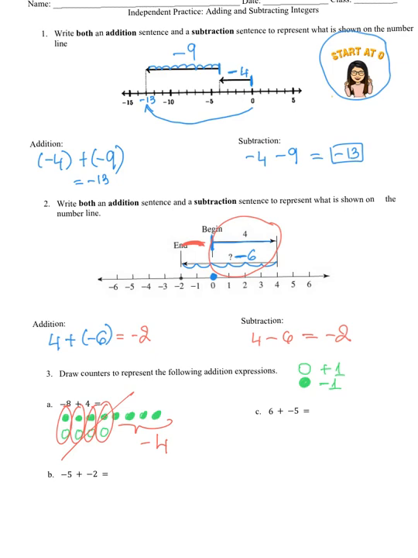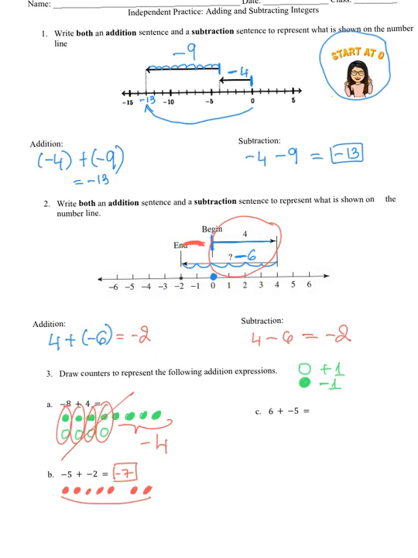B, I have -5 add -2. So -5, I would need 5 shaded circles. And -2, I would need 2 shaded circles. I need to form a 0 pair, but in this case we don't have any 0 pairs, so we're going to count it all, and we see we have -7 shaded circles.